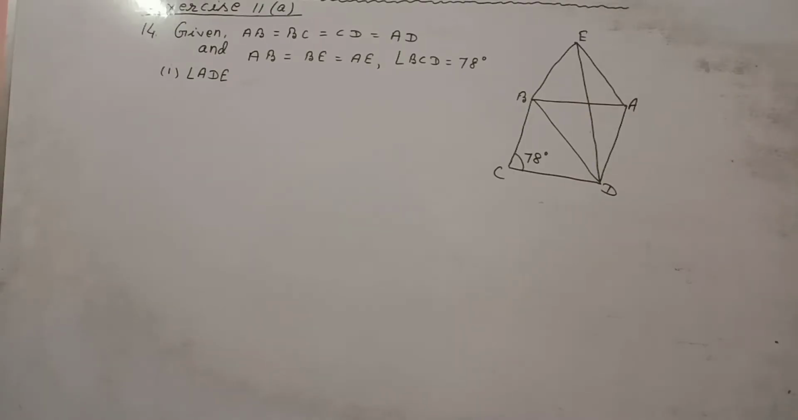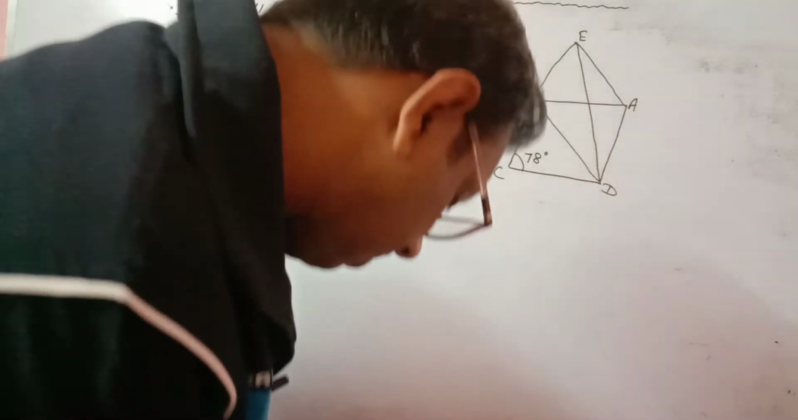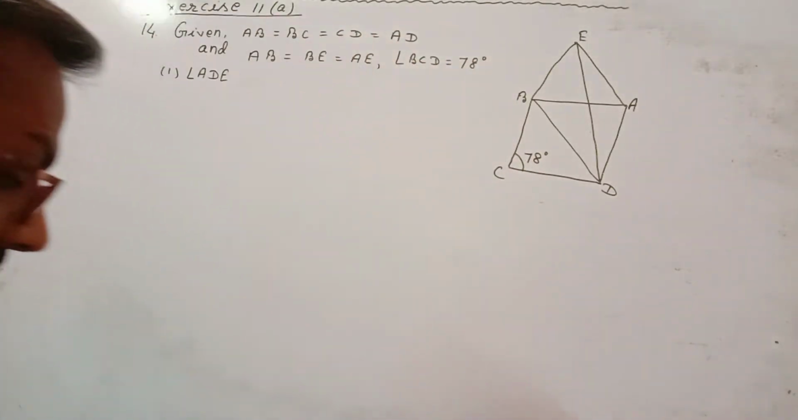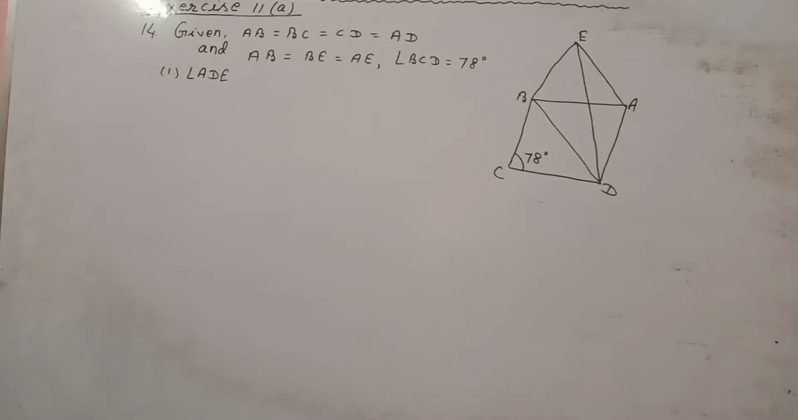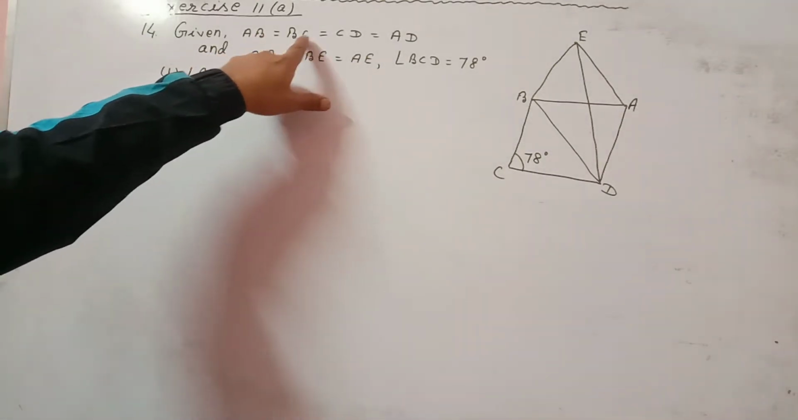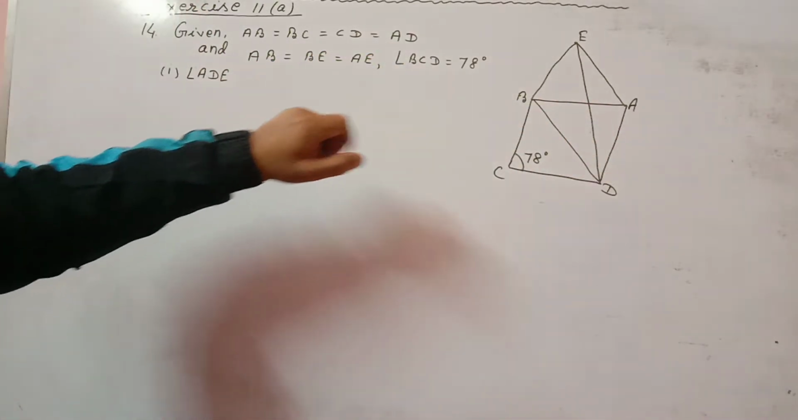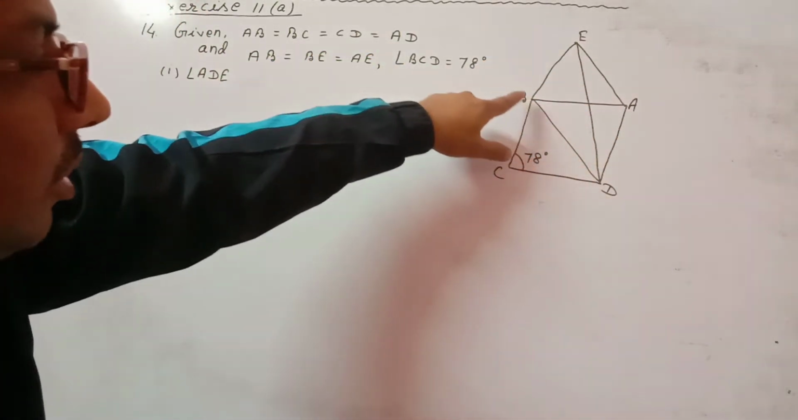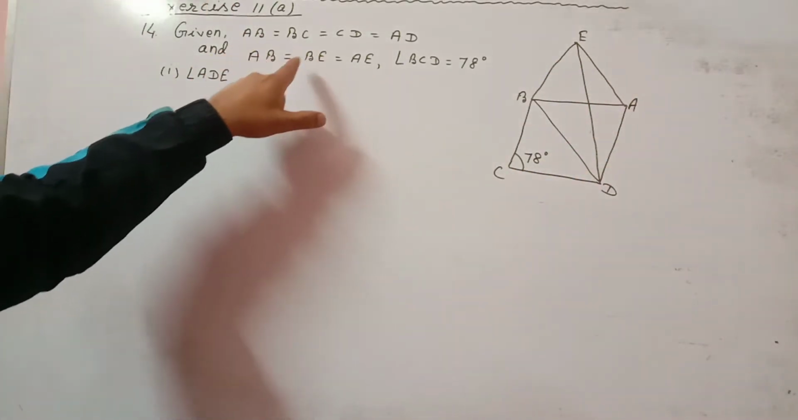In this video, let us see the solution of question number 14 of exercise 11a. In this question, one rhombus is given, ABCD is any rhombus, and one equilateral triangle ABE is surmounted on this rhombus. Since ABCD is a rhombus, AB equal to BC equal to CD equal to AD, which means all these four sides will be equal, and ABE is an equilateral triangle, therefore these three sides AB, BE and AE will be equal. These things I have written here.